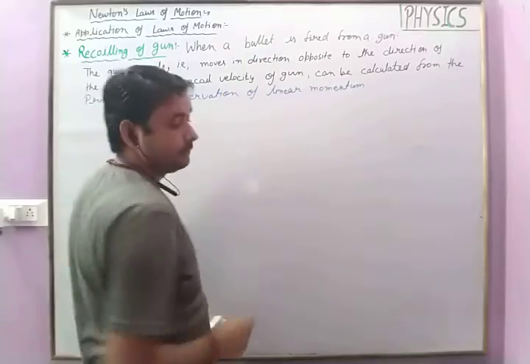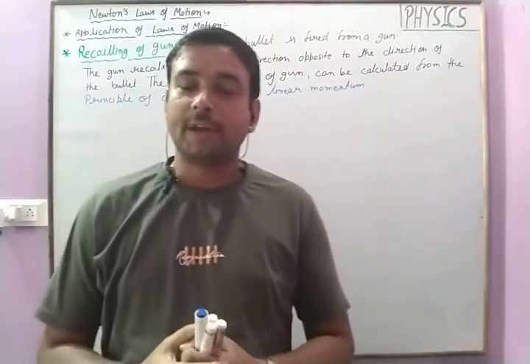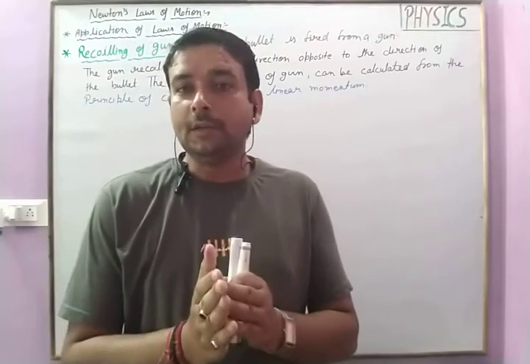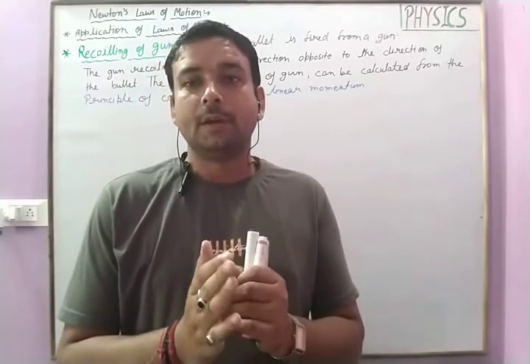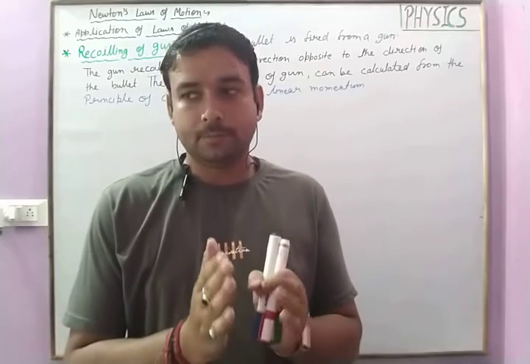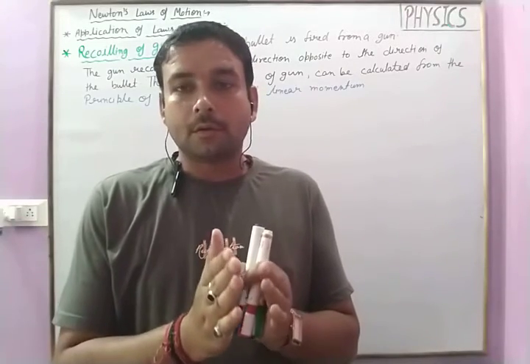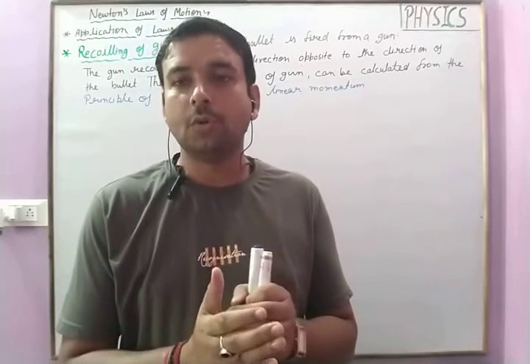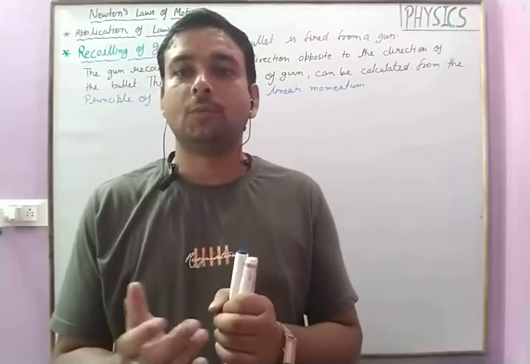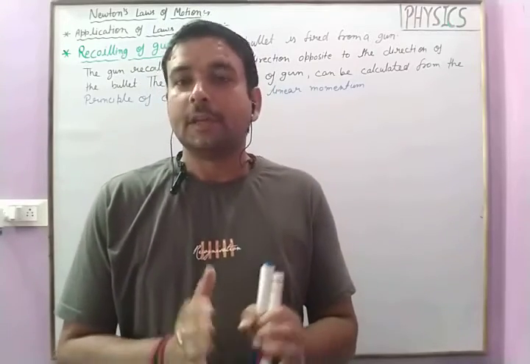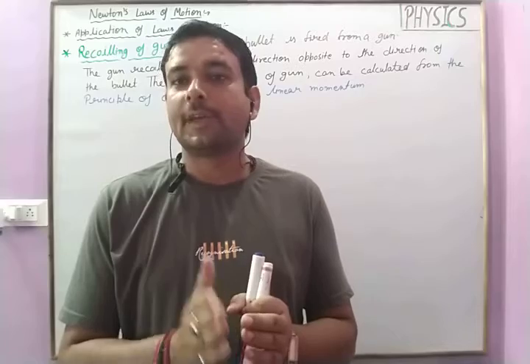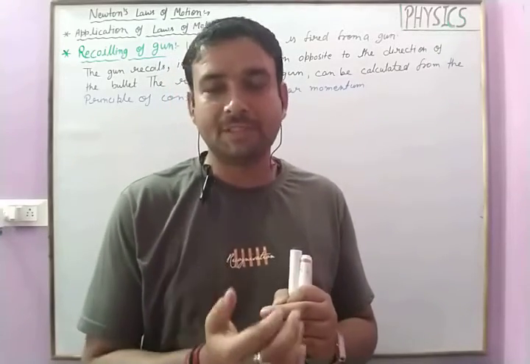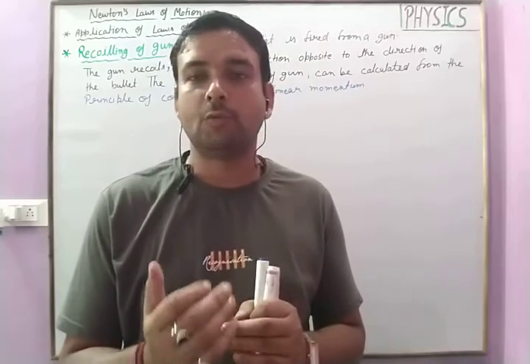When a bullet is fired from the gun, the gun recoils, that is, the gun moves in the direction opposite to the direction of motion of the bullet. Clear? That is, the recoiling velocity of gun can be calculated by using the conservation principle of linear momentum.